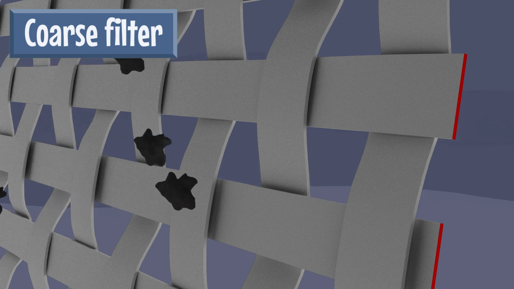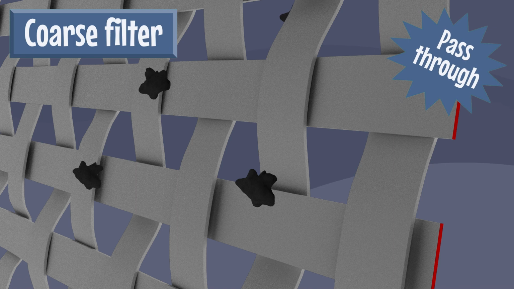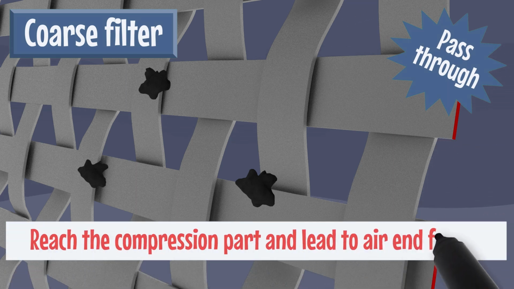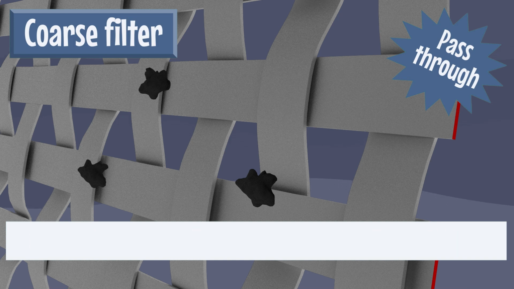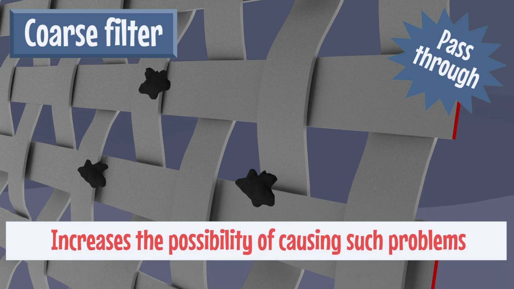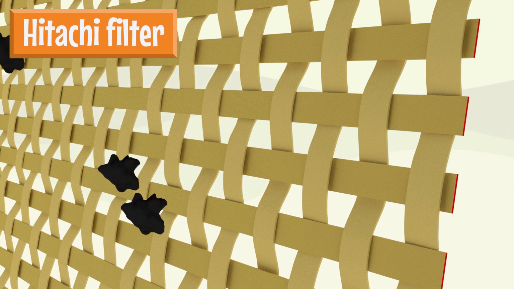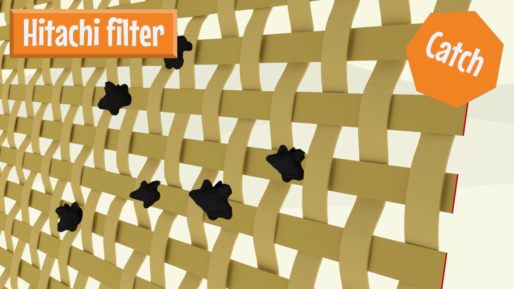You may be wondering if an oil filter that does not clog is good or not. In fact, such an oil filter has a rough mesh and foreign matter may pass through it, and there is a risk that foreign matter may reach the compression part and lead to air end failure. The use of will-fit parts with uncertain quality and product warranty increases the possibility of causing such problems. For the oil filter, it is necessary to use a fine mesh product like Hitachi genuine oil filters.